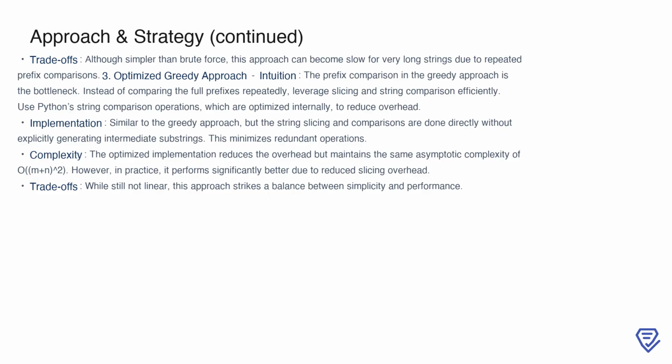By leveraging these built-in operations, we can directly compare the strings without explicitly slicing or generating intermediate substrings, minimizing redundant computations. This optimized implementation retains the same asymptotic complexity of (m + n) squared, but performs much better in practice due to the reduced overhead. While this approach is not linear, it strikes a good balance between simplicity and performance, making it a strong candidate for solving this problem efficiently.